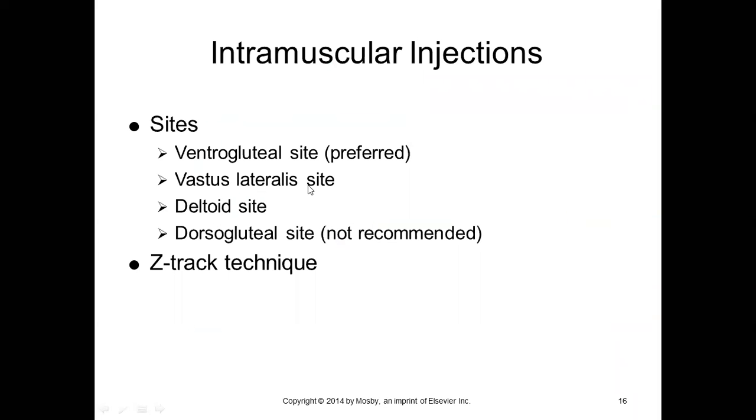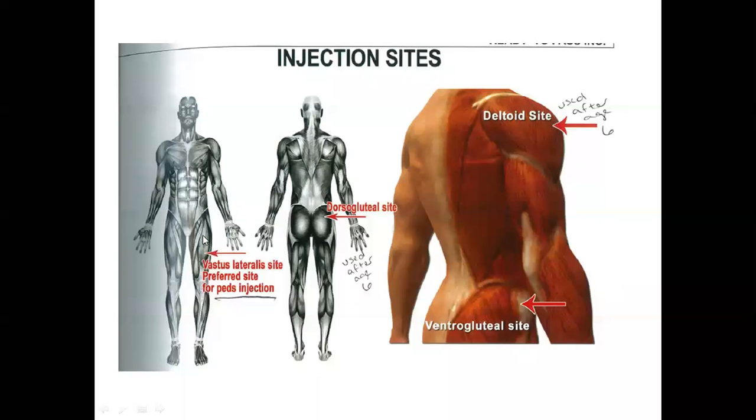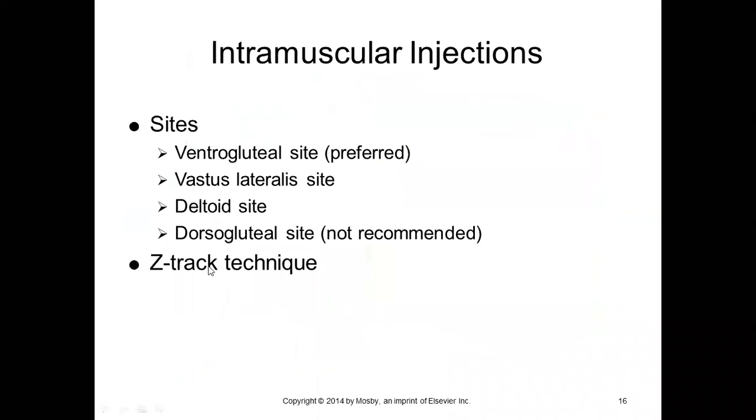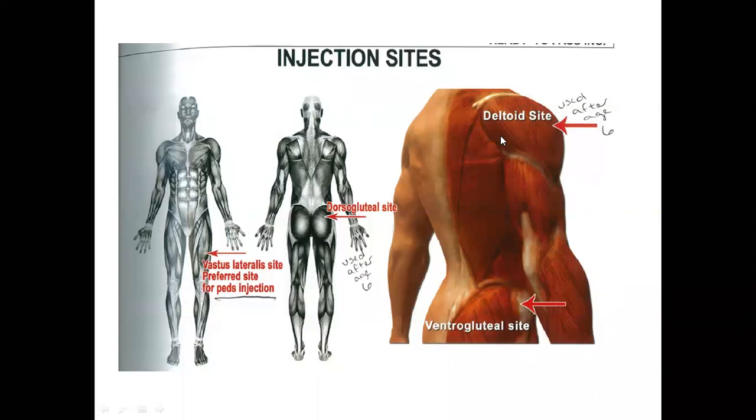Vastus lateralis site. This is called vastus lateralis, used for children in pediatrics. The muscle name is vastus lateralis. And there is the deltoid site and the dorsogluteal site as well. This is the deltoid site, this is the dorsogluteal site, this is the ventrogluteal site.